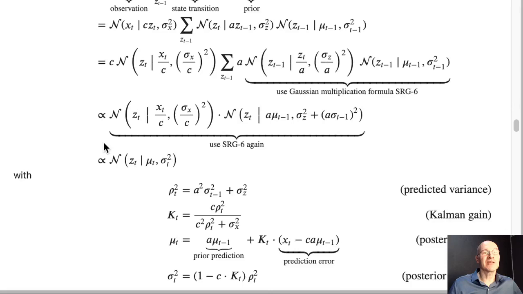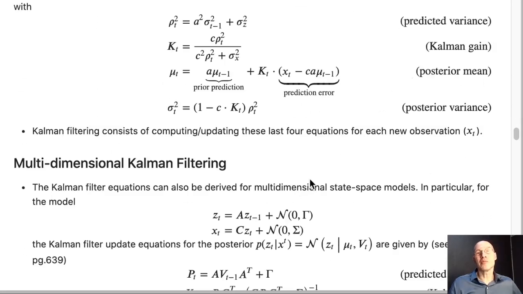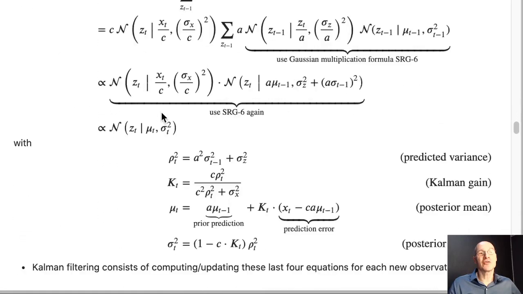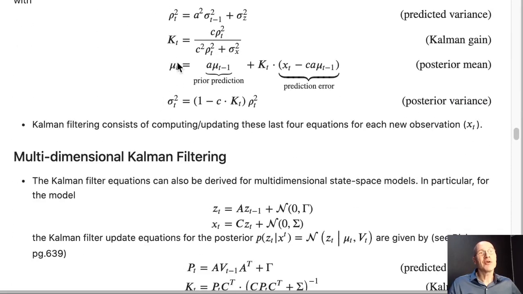But what comes out is that in order to go from the previous mean mu of t minus 1 and the previous variance about the state, I'm talking about the state z of t, so prediction mu of t minus 1 and sigma squared t minus 1, in order to get to mu of t and sigma t squared, incorporating the most recent observation, these equations lead to, and you will recognize that, mu of t is basically a prior prediction plus some weighting of the prediction error. And that weighting factor is what's called the Kalman gain, and it's some ratio of variances.